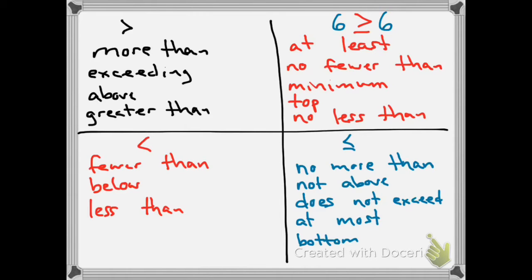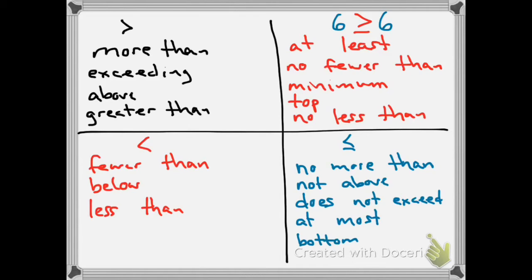No fewer than. I need no fewer than 5 people to help me move. Can you have exactly the 5? Yes. Can you have more? Absolutely. Minimum. I need a minimum of 20 books in order to meet my goal. Can I have exactly 20? Yes. Can I have more than? Sure.